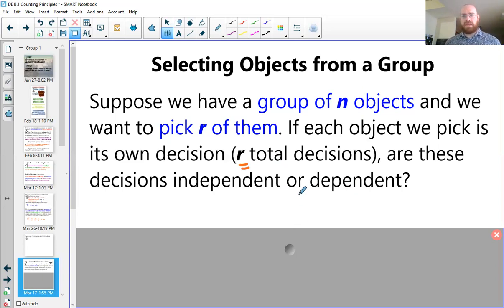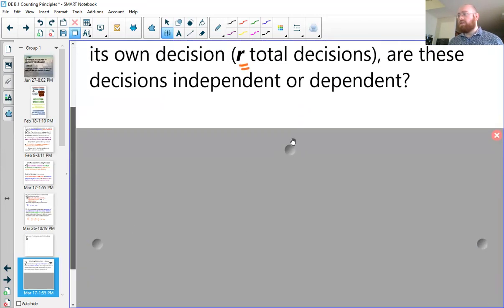Pause the video, make a prediction, hit play. And now that you've paused and hit play and you've rejoined us, let's actually discuss what this might be.